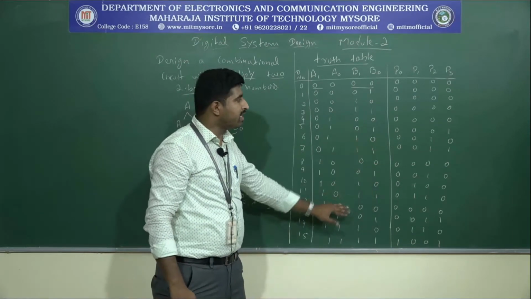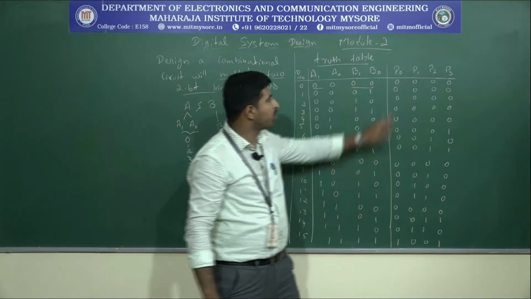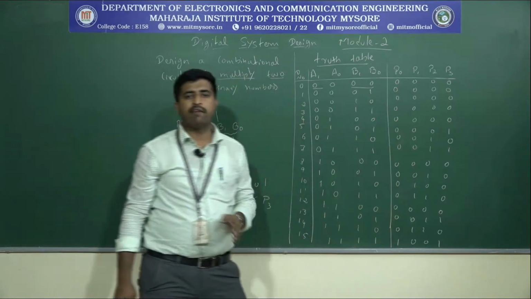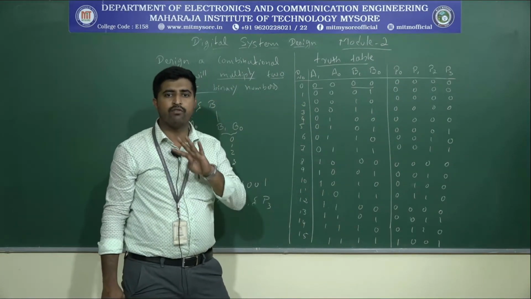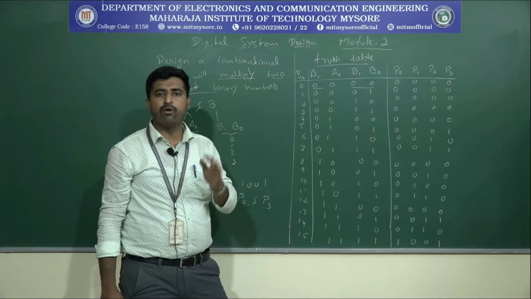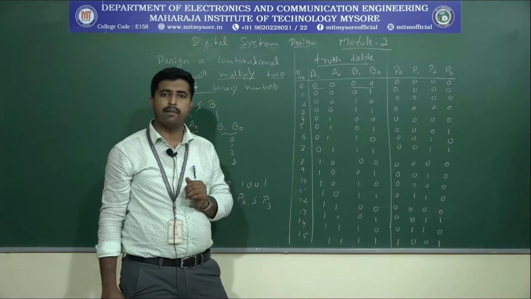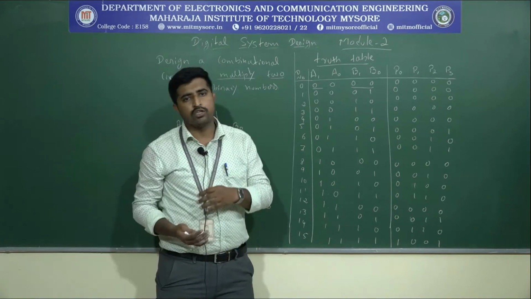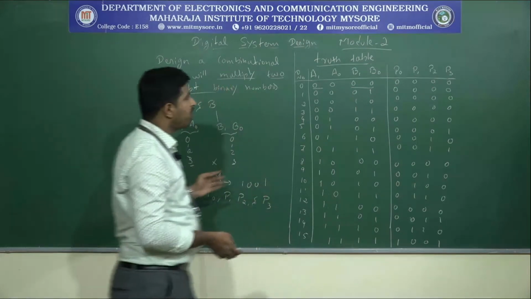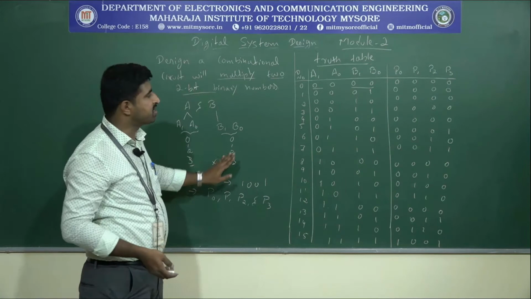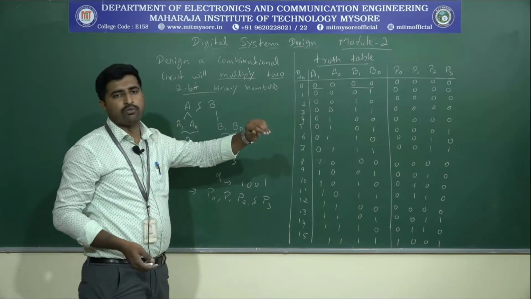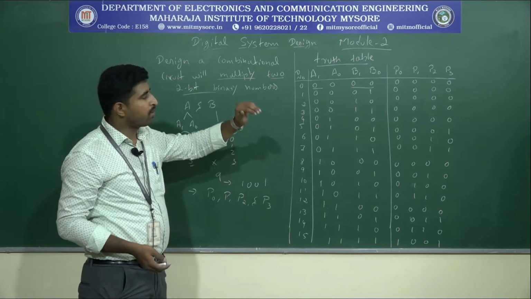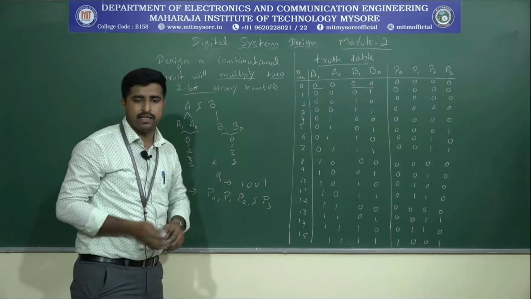Now we need to write the switching equations corresponding to the outputs. Here we have 4 outputs, so we are going to have 4 switching equations and 4 K-maps for simplification, and then we are going to have the logic circuits. So let's write the switching equations corresponding to the 4 outputs, P0, P1, P2 and P3.